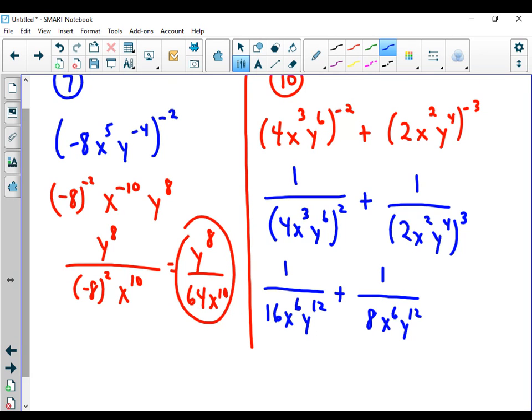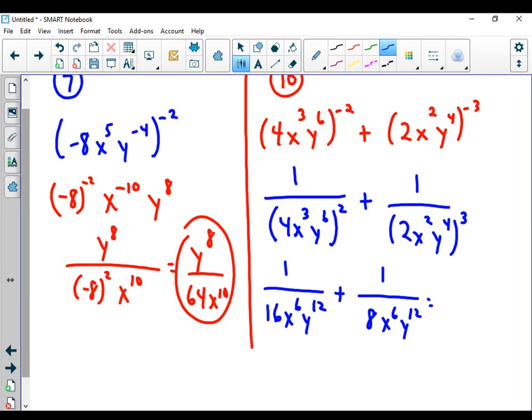So I took care of the parentheses. I've done the negative exponents. Now I'm looking to combine like terms. This one's nice because x to the 6th, y to the 12th are like terms. So I'm going to add those 2 things together.